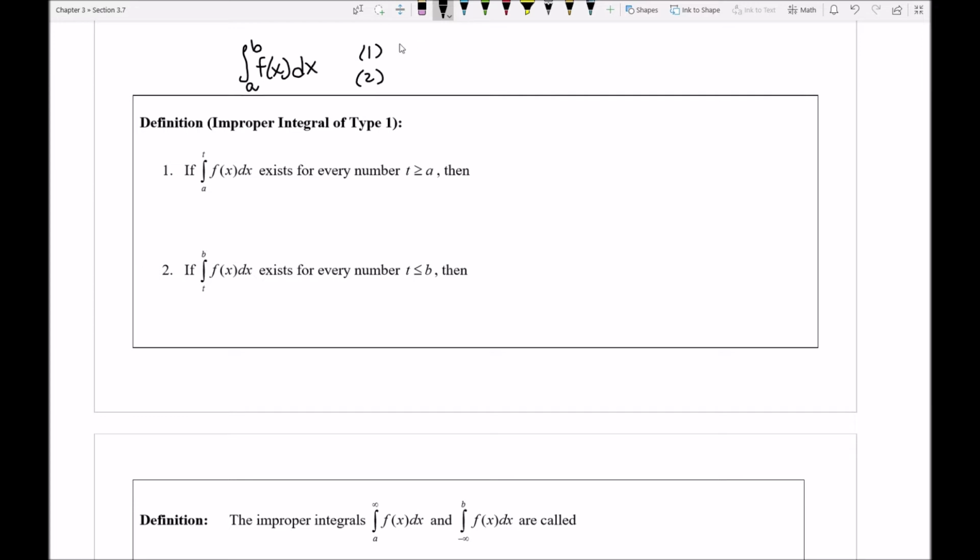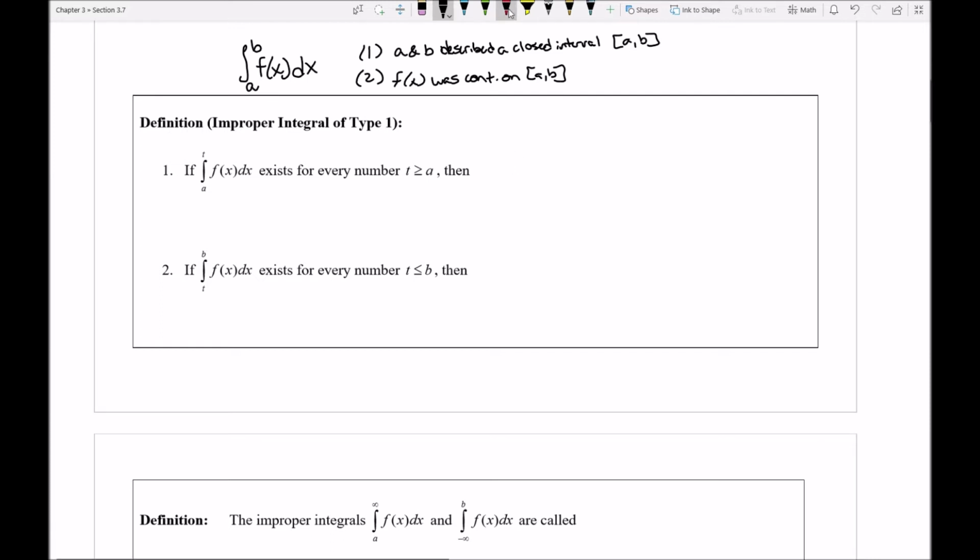One of those conditions was that a and b would be used to describe a closed interval, right? That is, I had an interval from a to b that I was integrating on. We also had to have that f of x was continuous on the interval from a to b. These were the requirements of a Calc 1 integral.